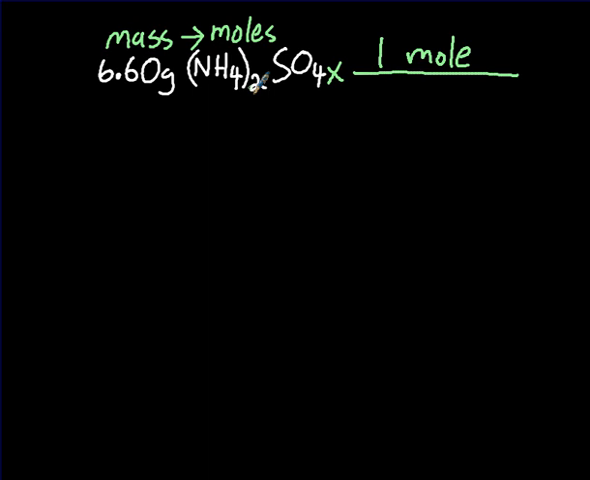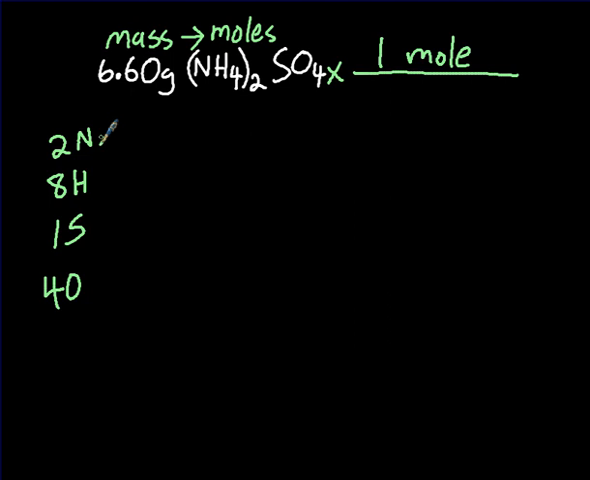So we got 2 nitrogens, we got 8 hydrogens, we got 1 sulfur, and we got 4 oxygens. So now we just have to add up the molar mass. Well, first we calculate the molar mass of each of these, then we add it up.